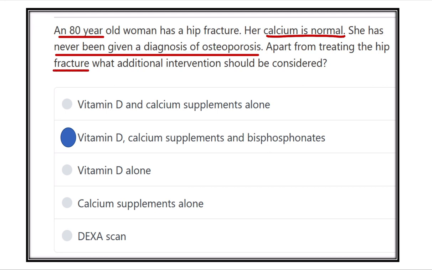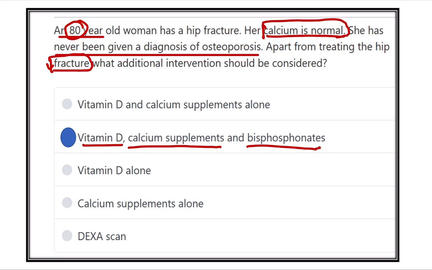So as it is a pathological fracture, we should give treatment for prevention of further pathological fracture. As the patient is 80 years old, actually there is osteoporosis present and never diagnosed, because the patient never went to a hospital. So we should give vitamin D and calcium supplement and also the bisphosphonate. Here we can see the calcium level is normal, but why are we giving the calcium?